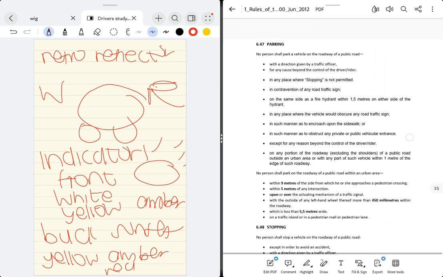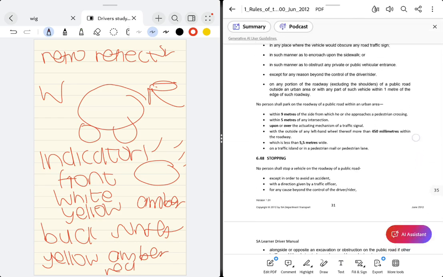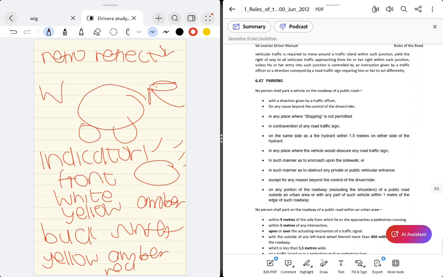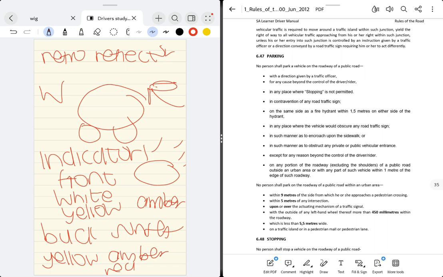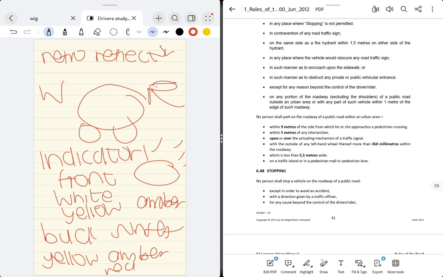Parking. No person shall park a vehicle on the roadway of a public road contrary to the direction given by a traffic officer, except for any cause beyond the control of the driver, in any place where stopping is not permitted, or in contravention of any road traffic sign. Also not on the same side as a fire hydrant, within 1.5 meters on either side of the hydrant, or in a place where the vehicle will obscure any road traffic sign, in such a manner as to encroach upon a sidewalk, in a manner to obstruct a private or public vehicular entrance, or on any portion of a public road outside an urban area with any part of the vehicle within 1 meter of the edge of the roadway.